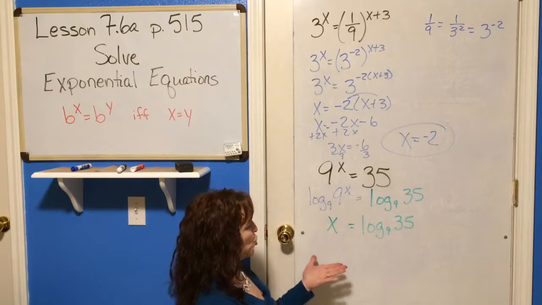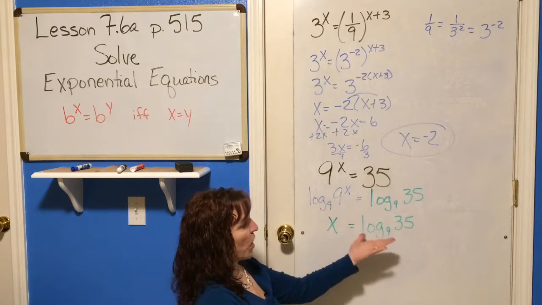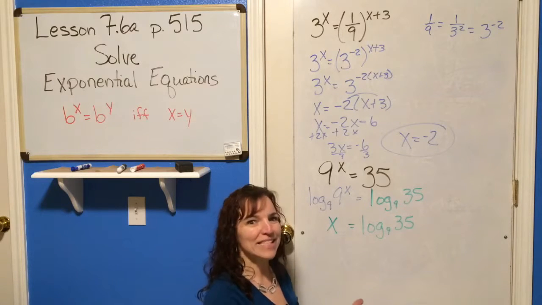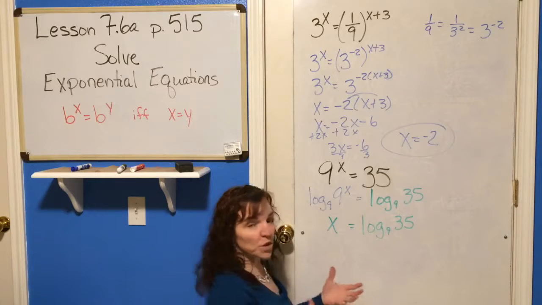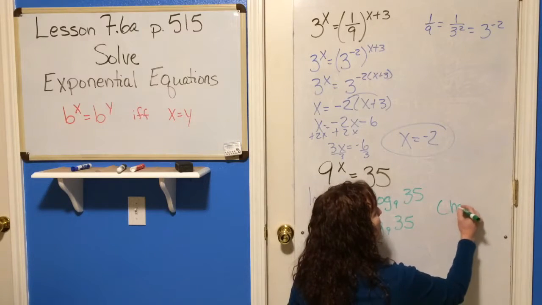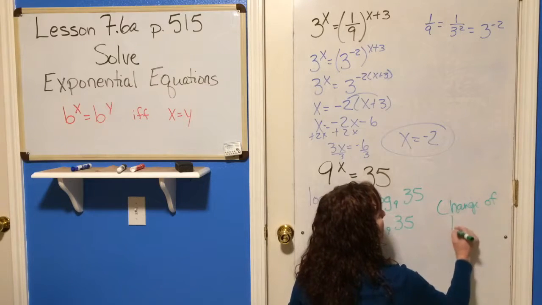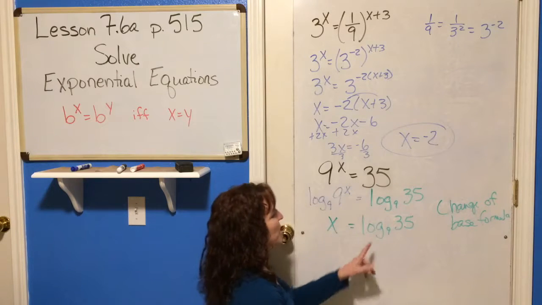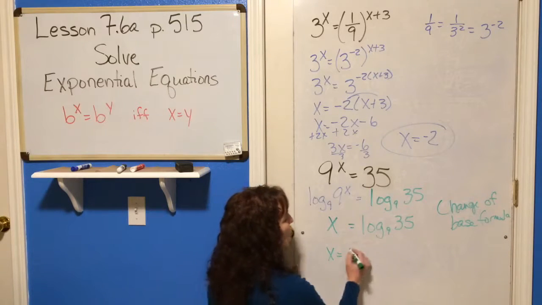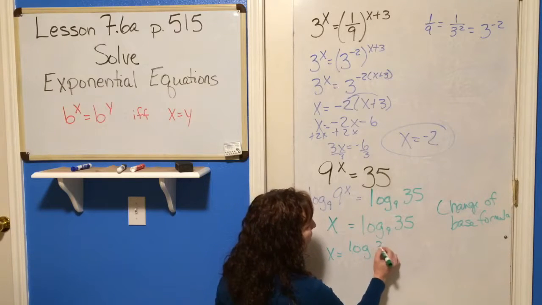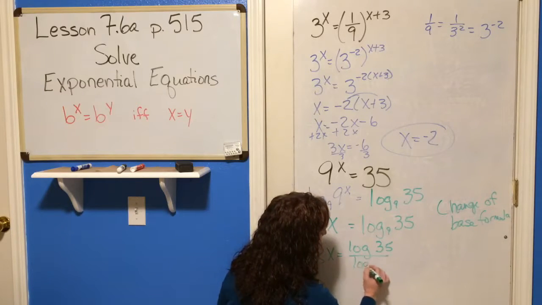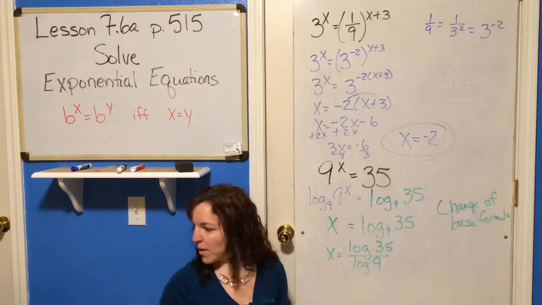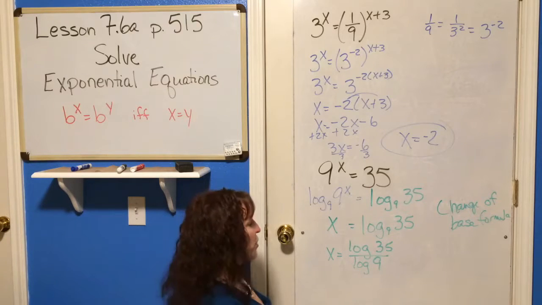So now all we have to do is determine what log base 9 of 35 is. And we've already decided that our calculators don't have base 9 in them. But that's okay, because we know how to use the change of base formula. Remember that? Do you remember the change of base formula? So what that says is the log of 35 divided by the log of your base is the same as log base 9 of 35. And you can plug that into your calculator.